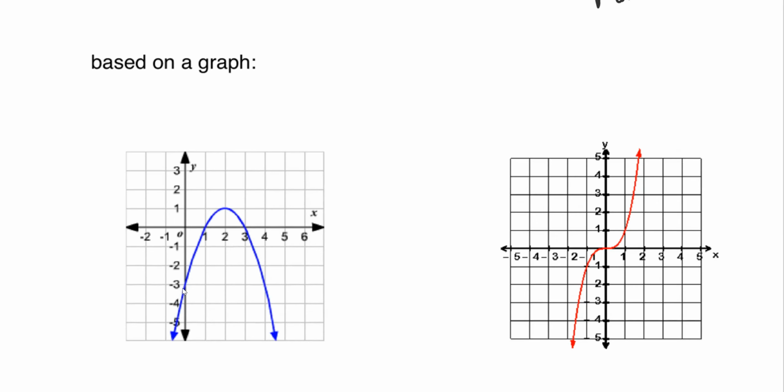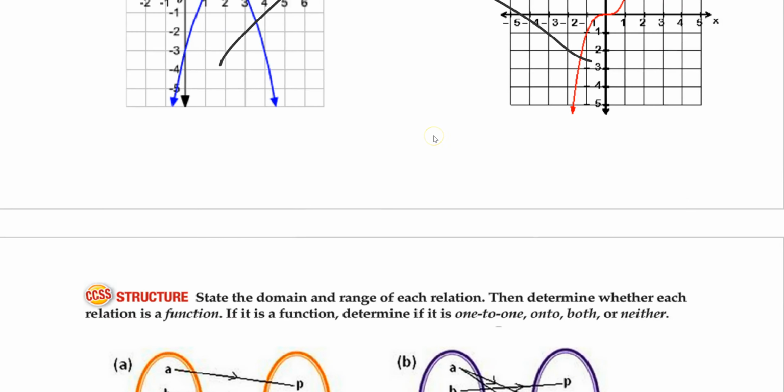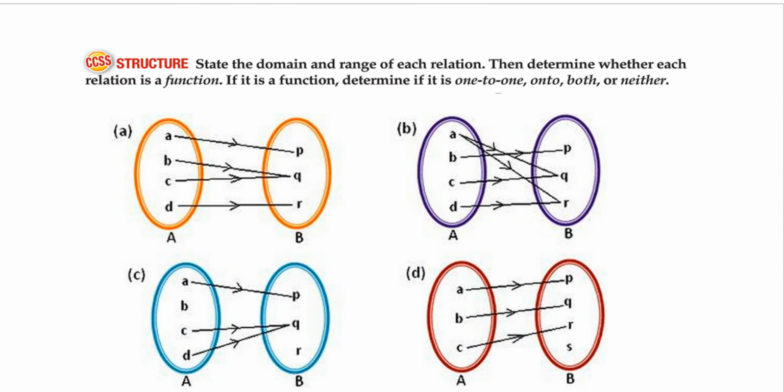Now, based on a graph, we're actually not going to do onto. I won't ever ask you about onto on a graph. They have to tell you the ranges first. It gets complicated, so don't worry about that. Let's do some examples. Same idea. I just want to know if this is a function, yes or no. If it is a function, is it onto or one-to-one? So look at this first one. Remember, first thing you check is all the domain values. These are all different, so it is a function.